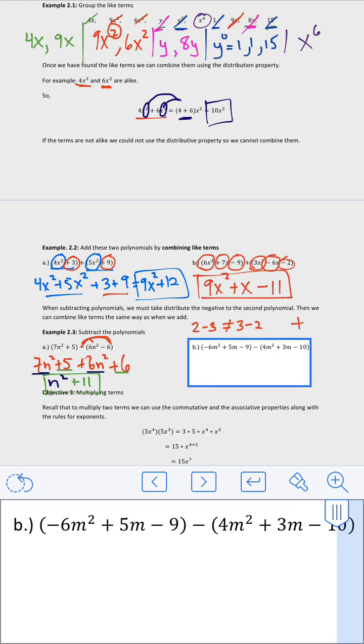Same kind of deal. You've got a subtraction here that you need to take care of first. Once you do that, you can combine like terms. You should be able to get down to another trinomial. Try it out. Get your questions answered at the same time if you have any.